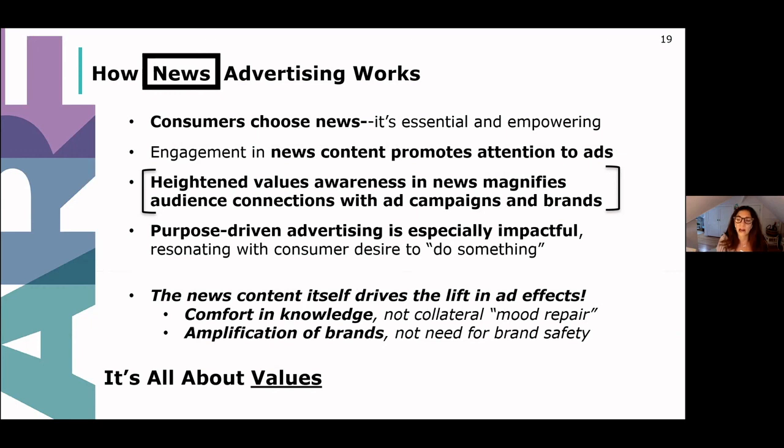And purpose-driven advertising is particularly impactful because when consumers want to act on those impulses, on those feelings, they have a way to do that. And so it's really the news content itself that drives the lift in the ad effect. Consumers have comfort in the knowledge. It's not really about collateral mood repair, and it's really about the amplification of brand effects, not the need for brand safety. That's really an unfounded concern. Ultimately, it's all about the values.